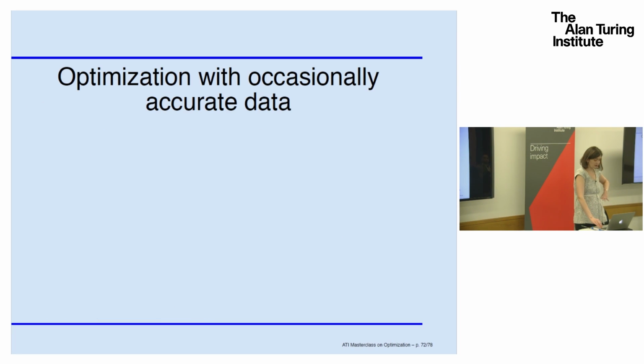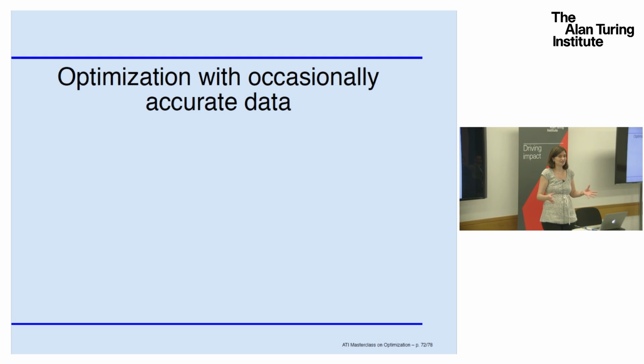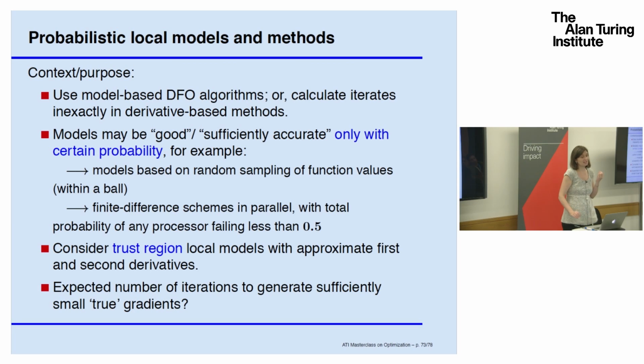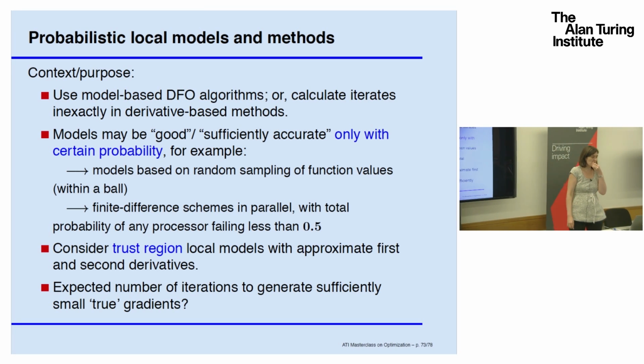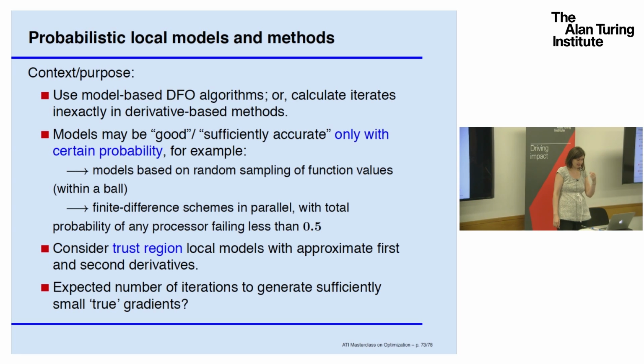Okay, we are almost out of time. So I've gone from having derivatives to now not having derivatives. You may have noisy function values. Now I'm going to go to the case where you don't even have function values, essentially, or you don't have them accurately enough all the time. Okay, so we are now approaching more and more the machine learning context.